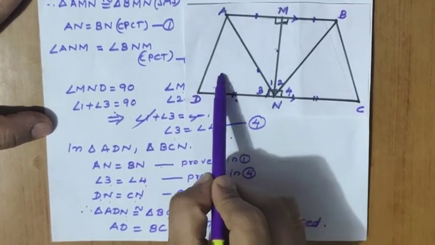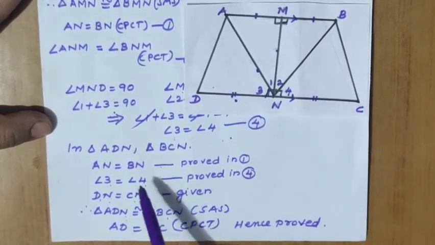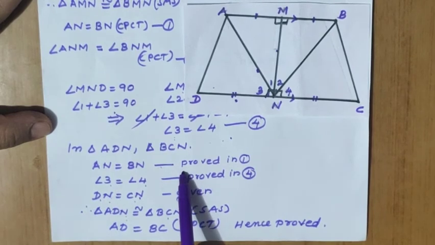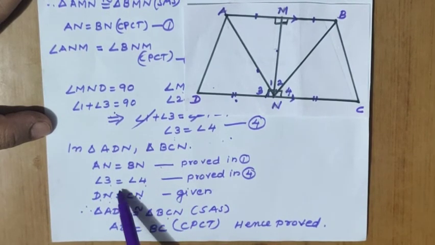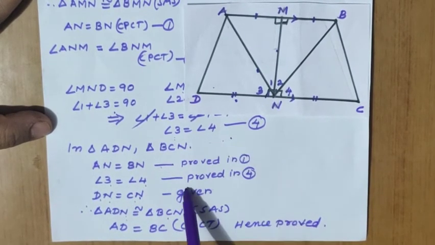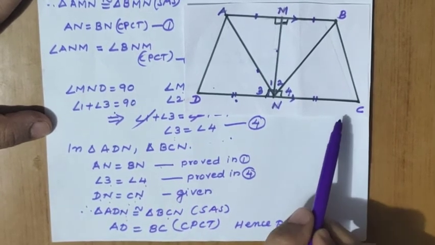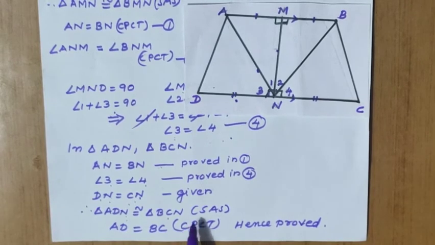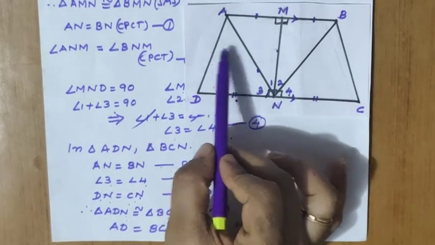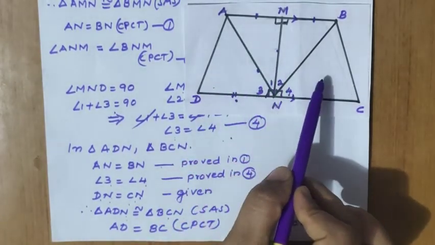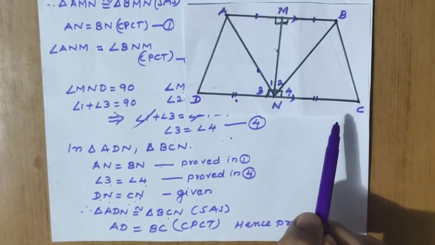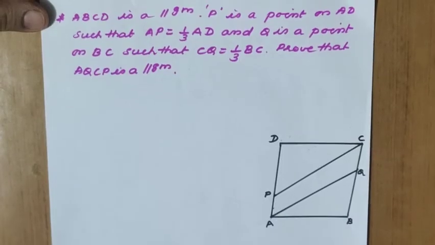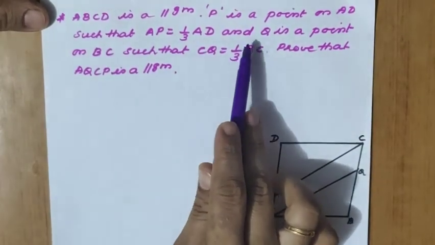Triangle ADN, that is the other triangle, ADN and BCN. See, we are using CPCT, that is AN equal to BN. Angle 3 equal to angle 4, proved earlier. Now DN equal to NC, that is given. Therefore triangle ADN congruent to triangle BCN, SAS. By this what you can write, AD equal to BC, CPCT. That means non-parallel sides of this trapezium are equal. We have proved here.